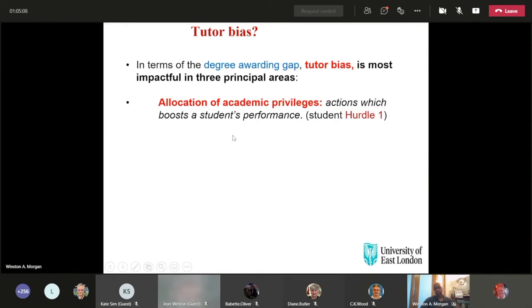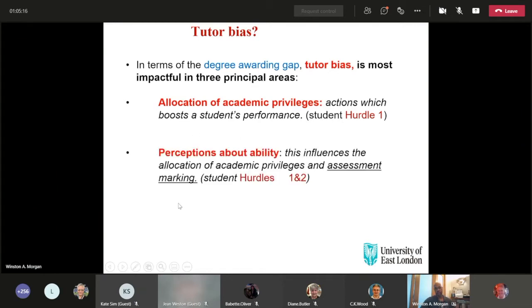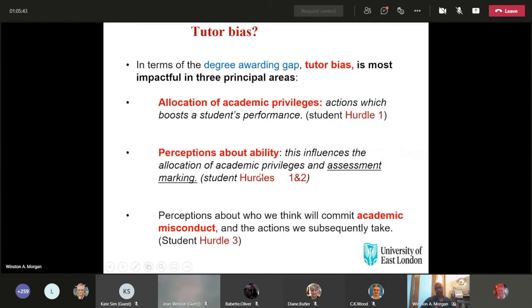That's the hurdle one. Remember, a student has to perform at the good degree level, and there are actions which boost the student's performance. And these are academic privileges, I'll explain a bit more in a minute. Perceptions about ability also influence the allocation of privilege. Remember, I said if you think you have an important project, you'll only give it to certain students. But perceptions about ability will also impact how we mark those students. Again, the example I gave: when a good student does something bad or a poor student does something exceptional, our perceptions will impact how we mark. We don't like to accept it, but there is something in there.